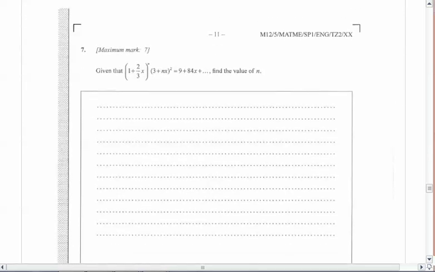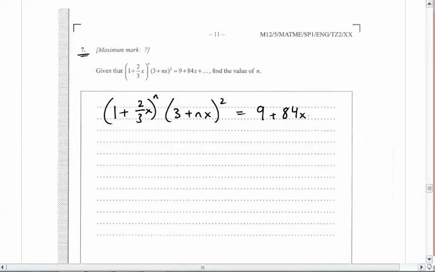Oh, killer question. Question 7 is always a killer. So this is kind of like binomial theorem with a twist. So I'm given that (1 plus 2/3 x) to the power of some number, times (3 plus nx) squared, is equal to 9 plus 84x and so on and so forth. Can I find the value of n? Well, first of all, I don't even know how to expand the first bracket because I don't know what the power is. Normally I would use binomial theorem, but I'm kind of stuck.